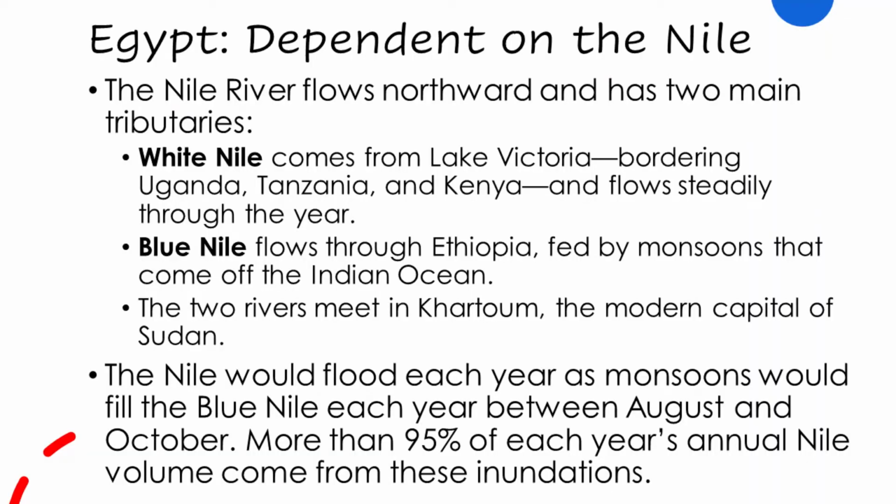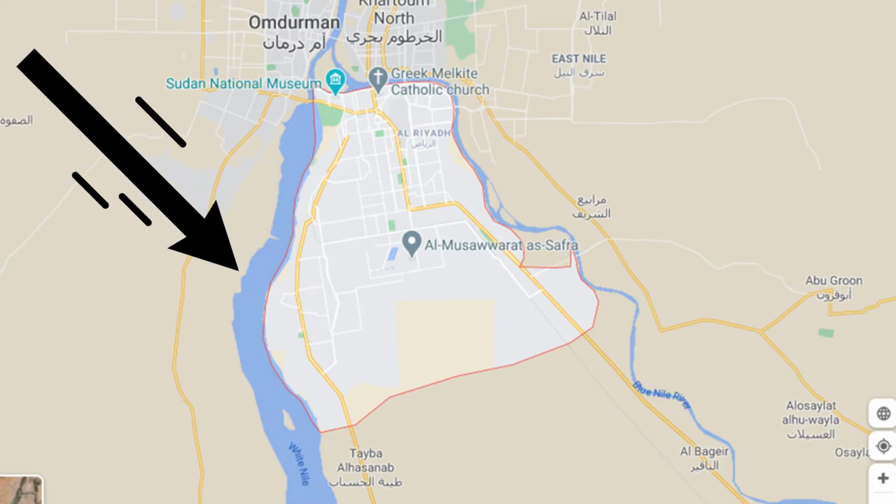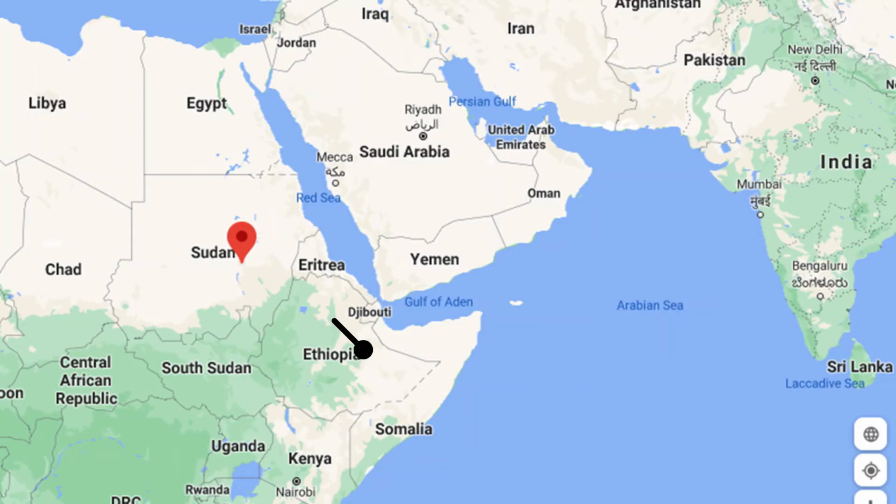But the Blue Nile produced much more water in an average year. The Blue Nile flows through Ethiopia, fed by monsoons that occur between August and October and come off of the Indian Ocean. So you have two tributaries to the Nile River, the White Nile, which comes from the south, and the Blue Nile, which comes from the east. The two rivers meet in the modern city of Khartoum, which is the capital of today's Sudan.